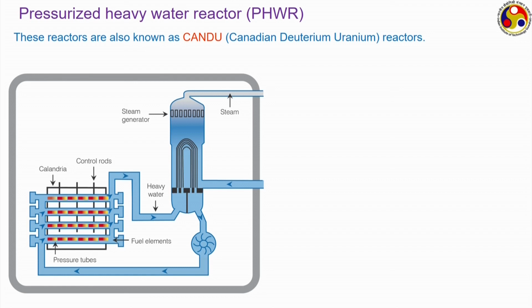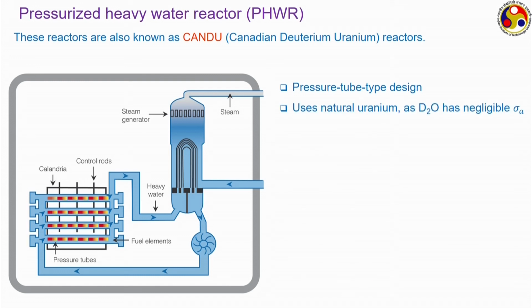pressurized heavy water reactor. Here the most striking feature is the pressure tube type design. We have a large vessel here which is called calandria. Inside the calandria we have heavy water stored, and then several pressure tubes are immersed into this calandria, the tubes which are containing the fuel elements. The coolant is allowed to pass over these pressure tubes, thereby absorbing the energy.